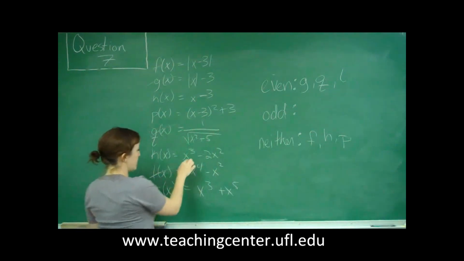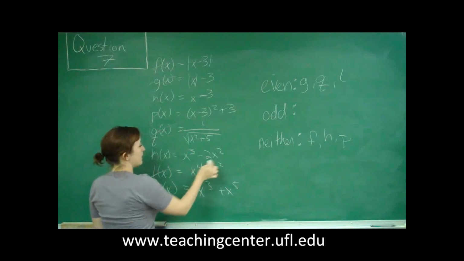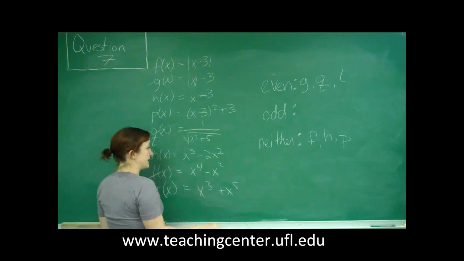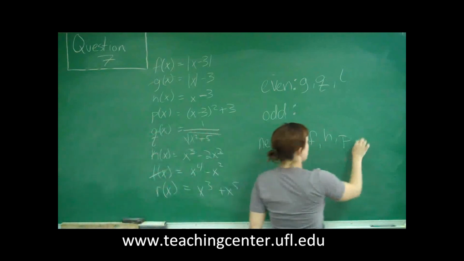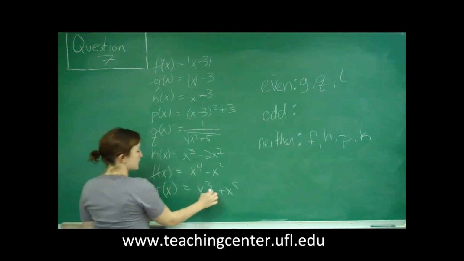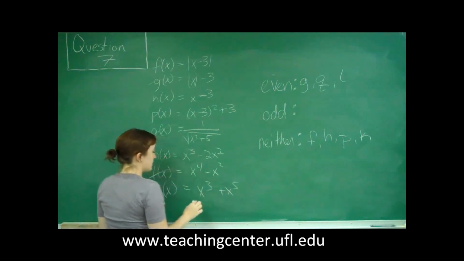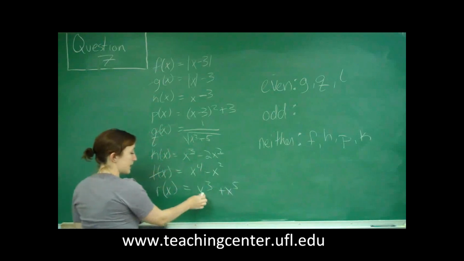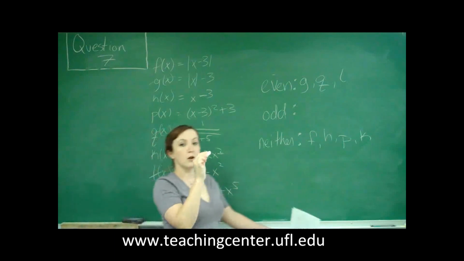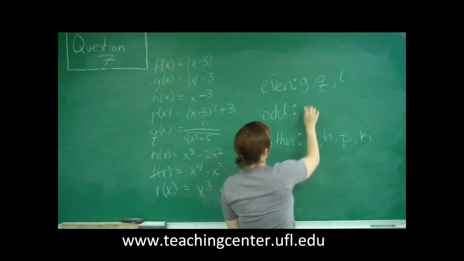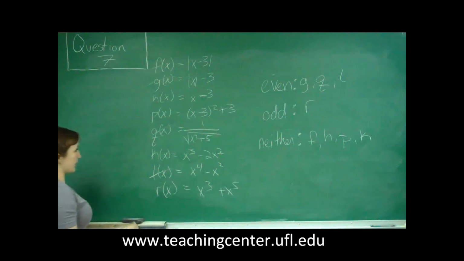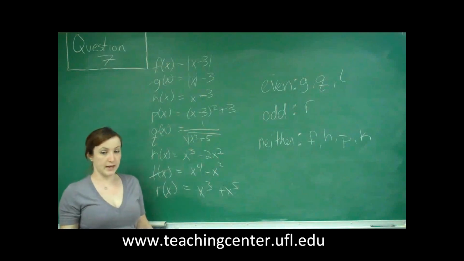For k of x, when I plug in negative x, again, I've got one term with an odd power and one term with an even power, which means that it's not going to completely change or completely stay the same. So that is also going to be a neither. And then r of x, we've got terms with two odd powers. So that is actually going to be odd, because when I plug in a negative x, I'm going to get negative x cubed minus x to the 5th. So that changes my signs for my whole equation. So the only odd function is r. So to solve this, remember, we're going to be looking at what happens when we plug in a negative x.